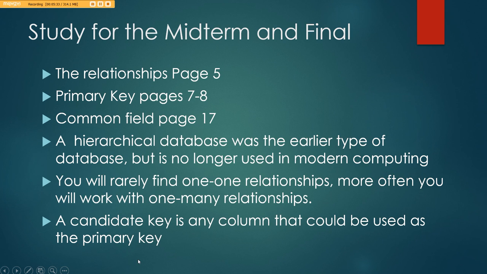Now, the part of this unit that you want to study for the midterm is relationships, which are on page 5, primary key, pages 7 through 8, common field, page 17. A hierarchical database was the earlier type of database, but is no longer used in modern computing. You will rarely find one-to-one relationships. More often, you will work with one-to-many relationships. A candidate key is any column that could be used as the primary key.